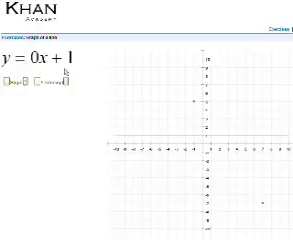Y equals 0x plus 1. So we could have rewritten this as just y equals 1 because 0x is the same thing as 0. Notice it's a completely flat line. No matter what x is, y is 1. And that makes sense because this equation would just be y equals 1.